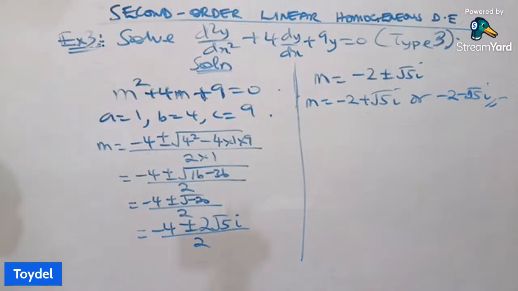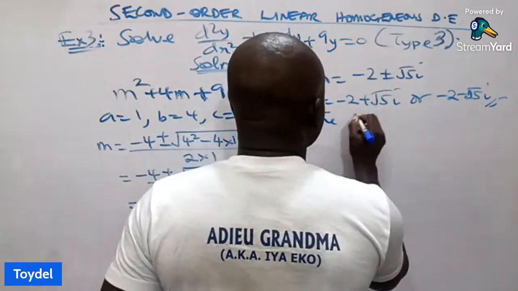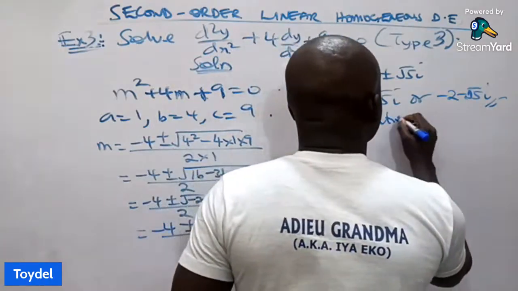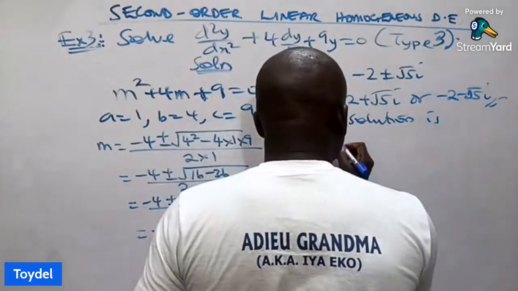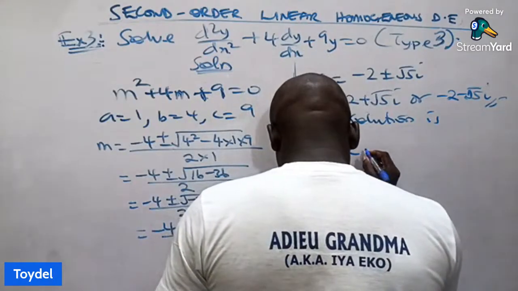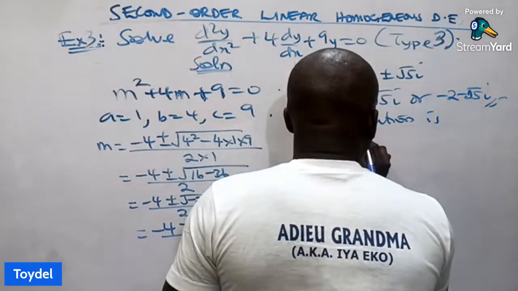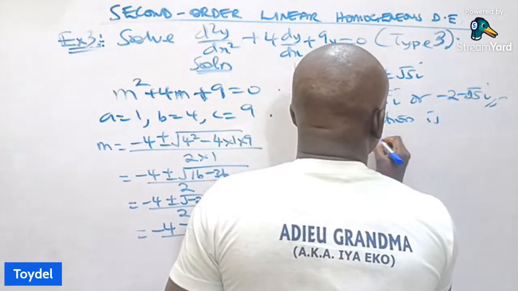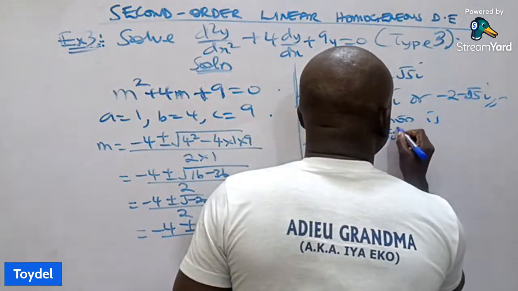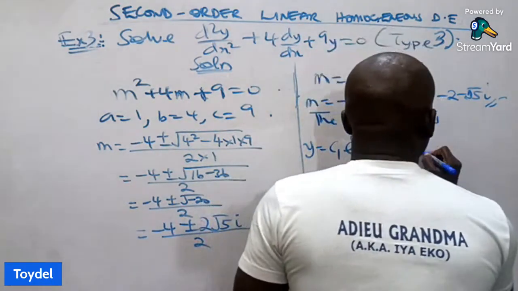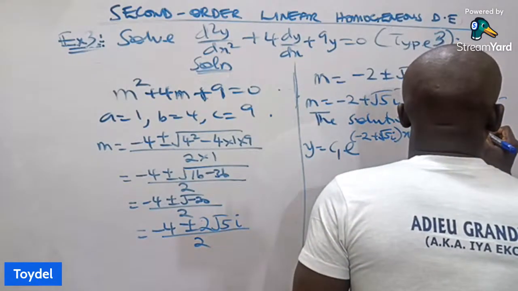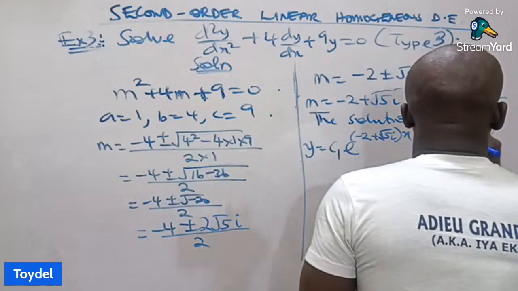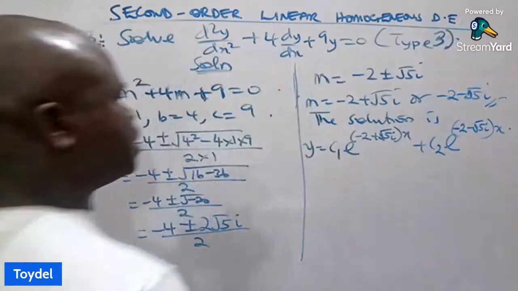Of course, we can say that the solution is y is equal to, we can use C1 or any constant, C1 exponential minus 2 plus square root of 5i x, plus C2 exponential minus 2 minus square root of 5i x. So this is the solution.